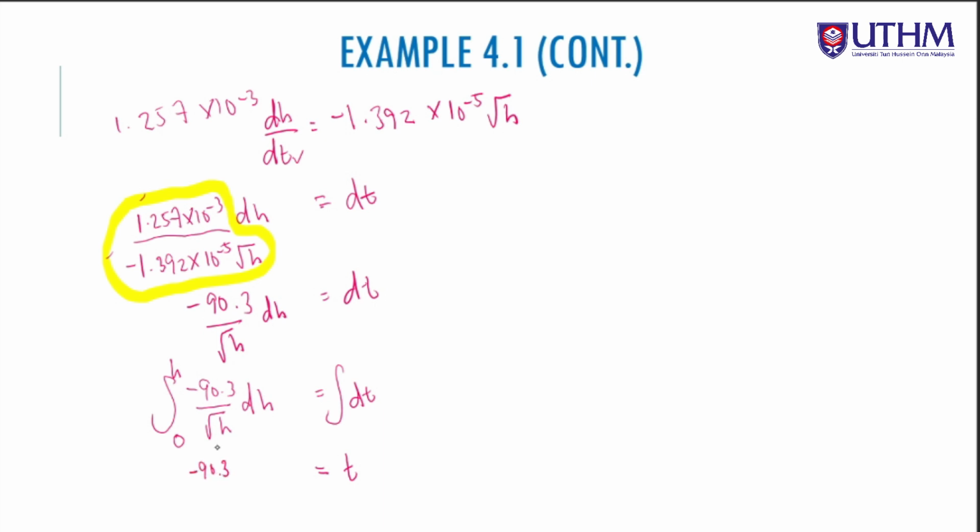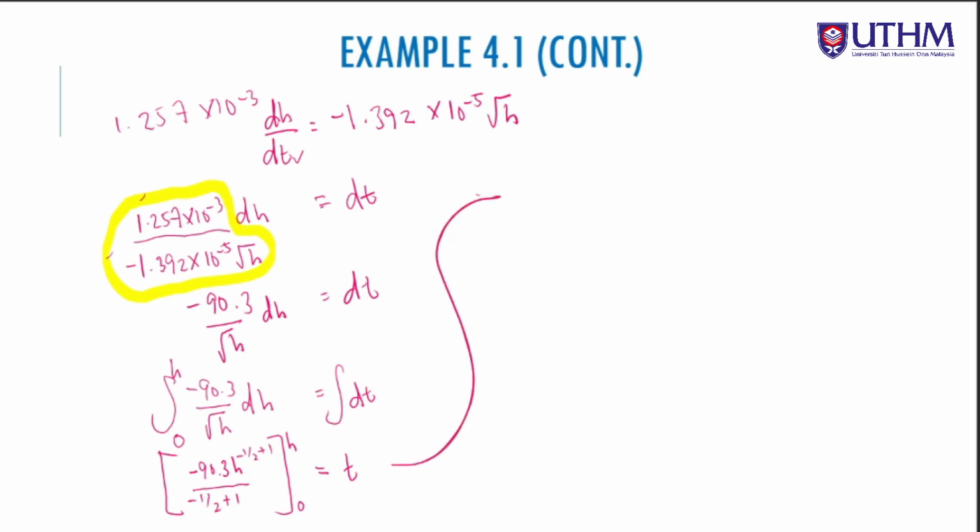90.3 H ni square root of H, kita bawa naik atas, kita dapat H minus 1 over 2. But since we integrate, kita plus 1, lepas tu over, ambil yang atas ni minus 1 over 2 plus 1. Okay, yang ni semua kita integrate dari H ke 0 kan. Hopefully you guys still remember how to integrate.